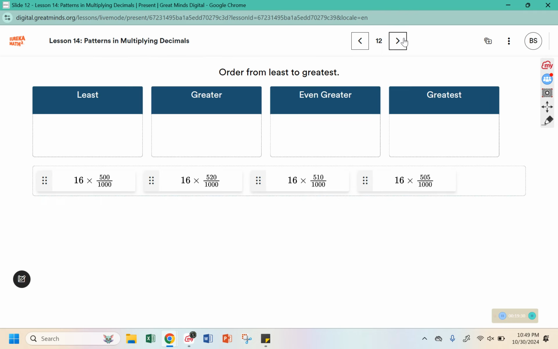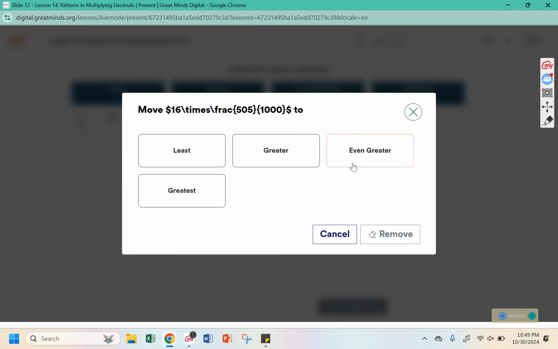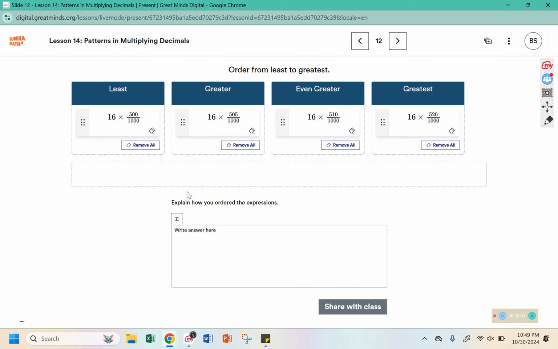Order from least to greatest. Okay, so they're all multiplied by 16. So I just need to look at which fraction is least and which fraction is the greatest. They're all over 1,000, so we need to look at the numerators. 500 is the smallest. The next smallest would be 505, then 510, and finally 520.